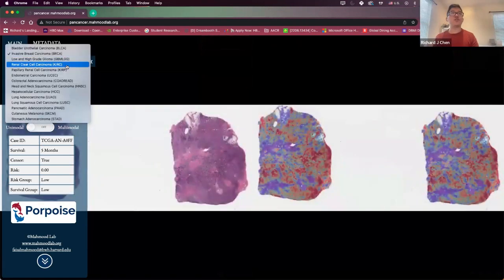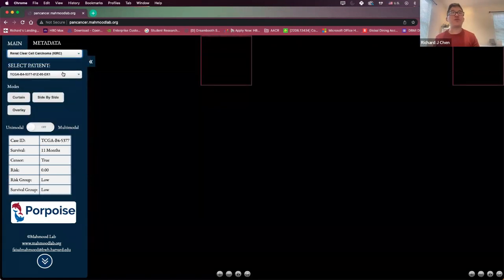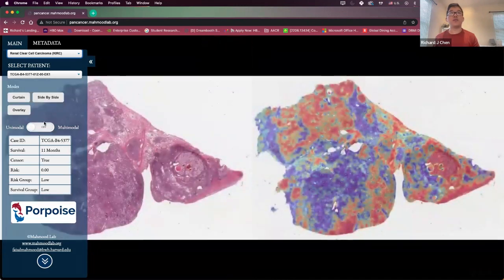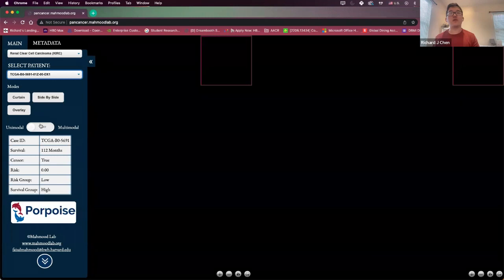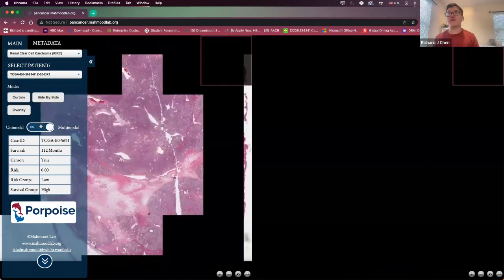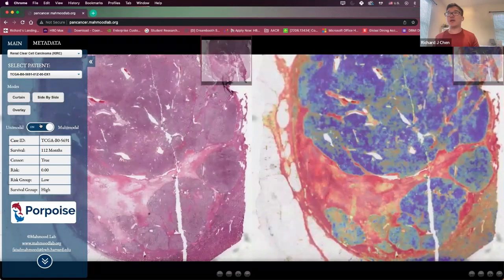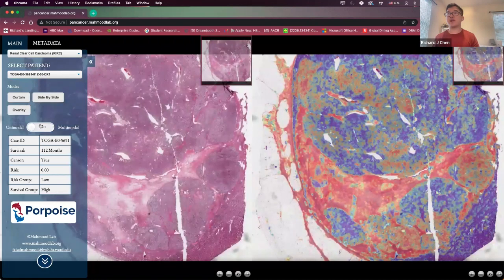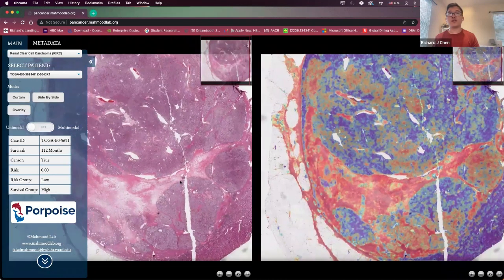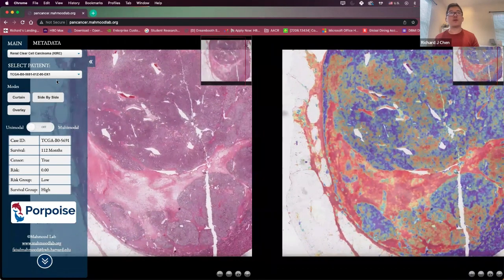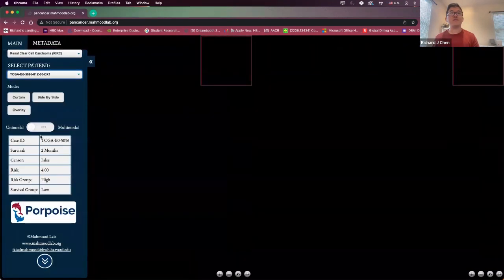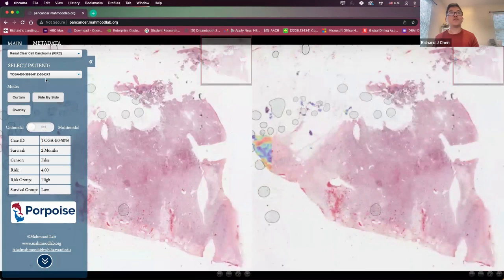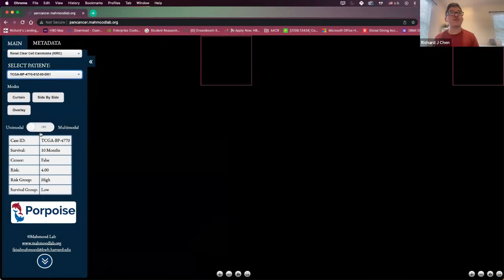Actually, I want to jump towards one, maybe if I can find it. There are a couple of cases that I found where the heat maps just completely inverted. Here it looks like it's mainly focusing on stroma. Just jump towards the end. Oh, there are some slides that we need to fix.